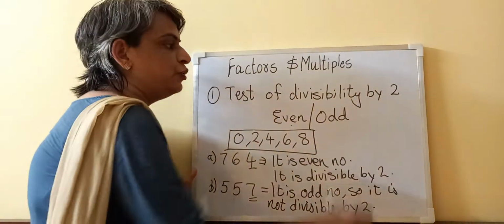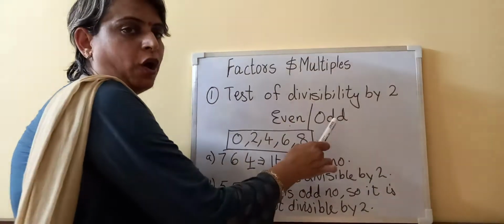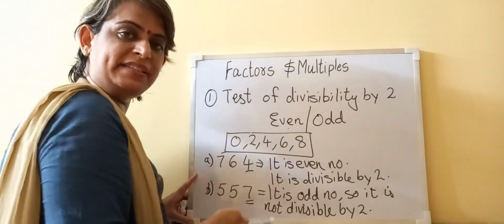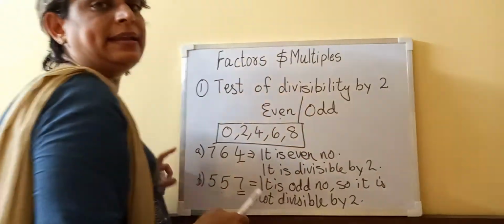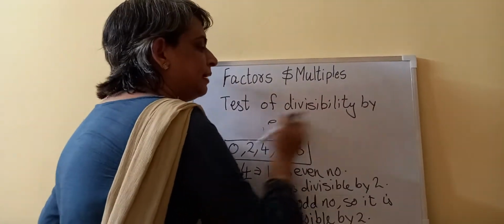So for 2, what are you going to check? You are going to check only even and odd. If the number is even, it is divisible. If the number is odd, then it is not divisible. Now, the test of divisibility by 3.